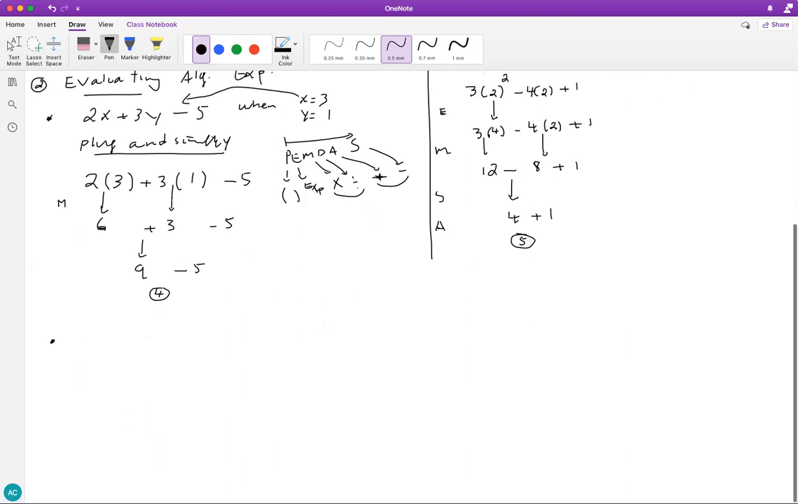Okay, let's do one more. Sometimes expressions can come in fractions like this. I don't know, 3x minus 1, plus 3. And over, you may have some expression here. Let's say 4.